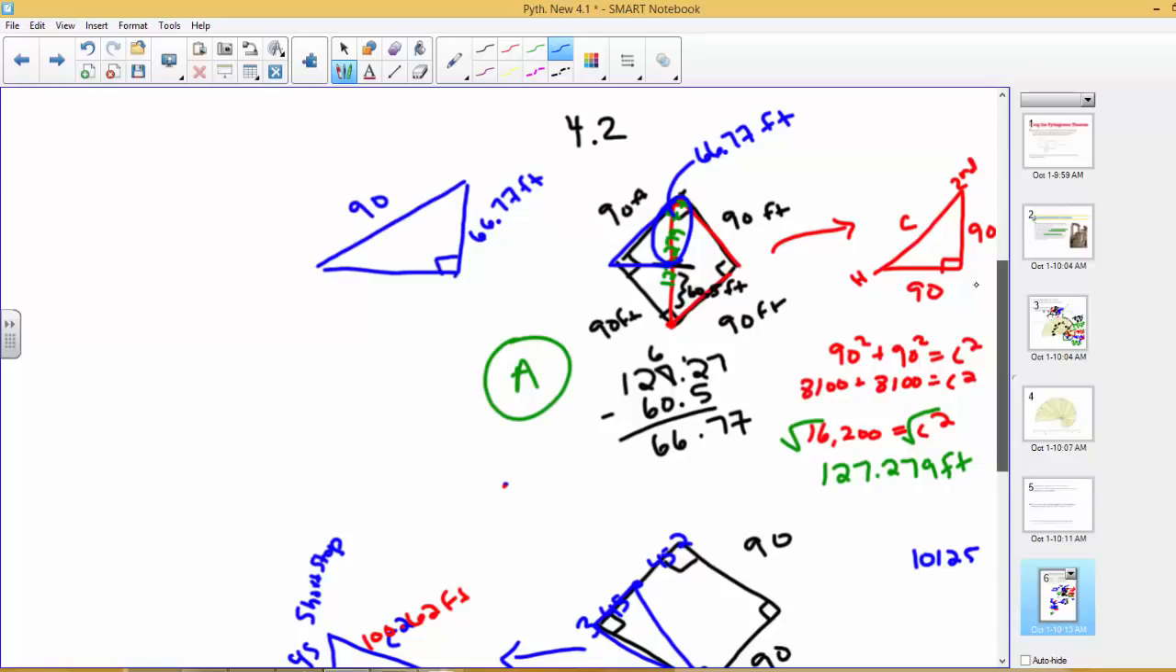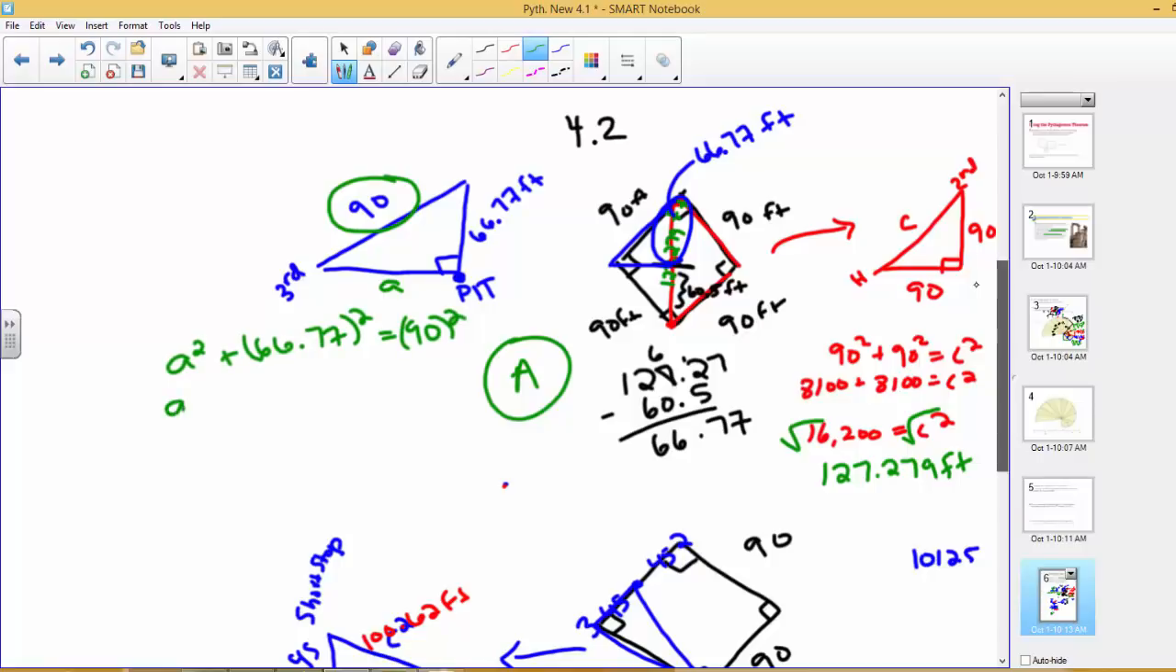and you have to find how far from the pitcher to third, which is going to be the same as from the pitcher to first. This time you're given the hypotenuse. This is the biggest, so we'll call this A. It doesn't matter if you call it A or B. So A squared plus 66.77 squared would have to equal 90 squared.